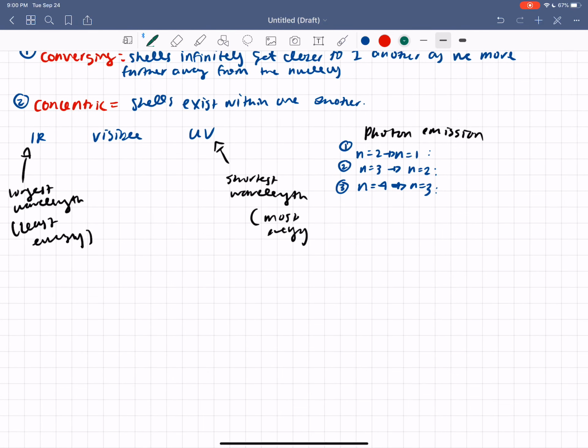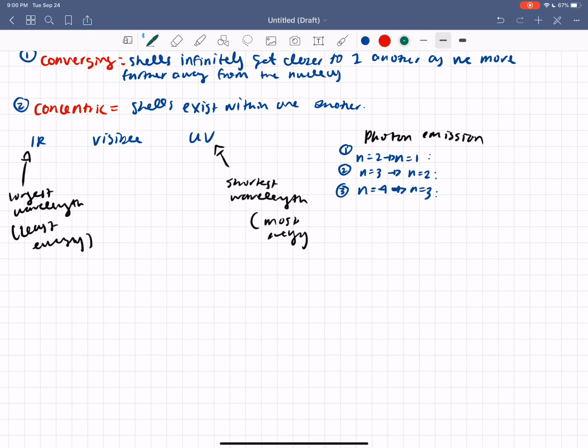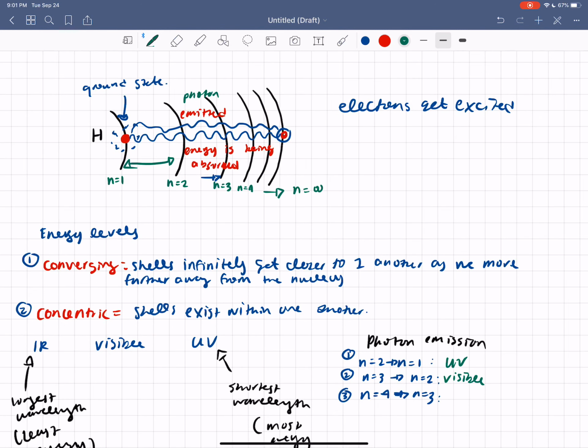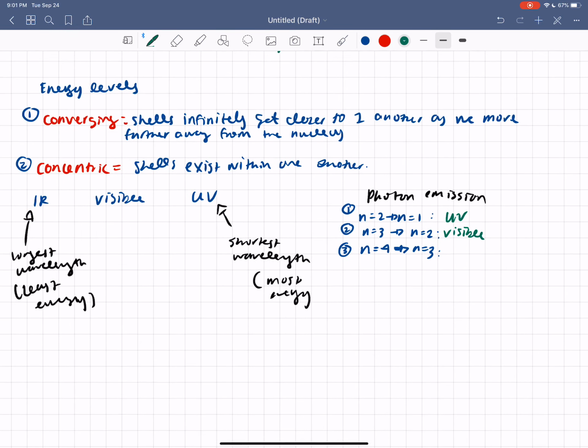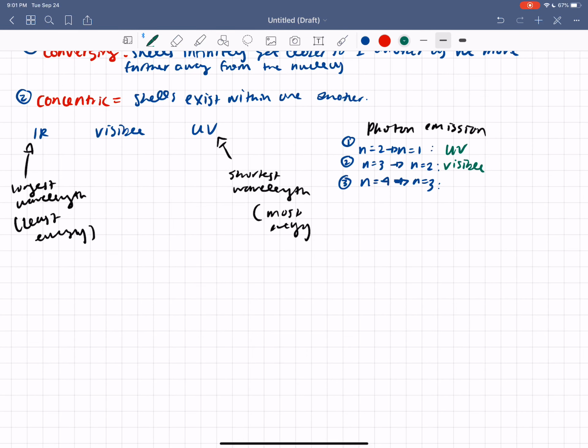So N equals 2 to N equals 1 releases the most energy. So it would emit ultraviolet light. N equals 3 to N equals 2 would emit visible light. And because N equals 4 to N equals 3 isn't that big of a jump, right? Isn't that big of a gap, it would not emit that much energy. So it would emit infrared.